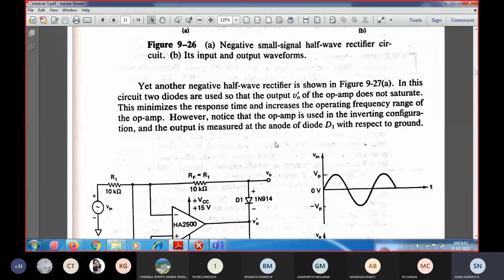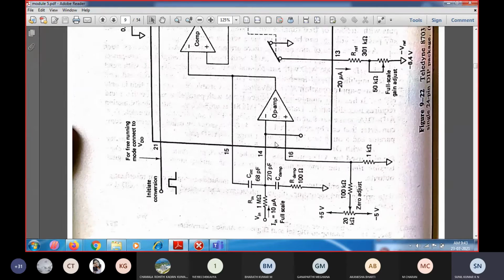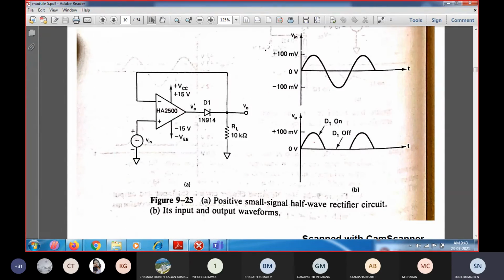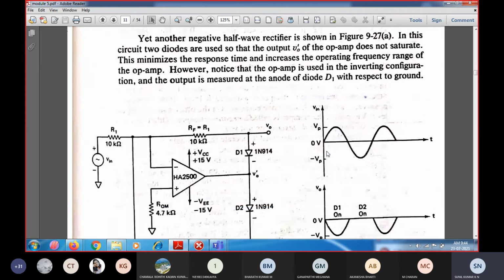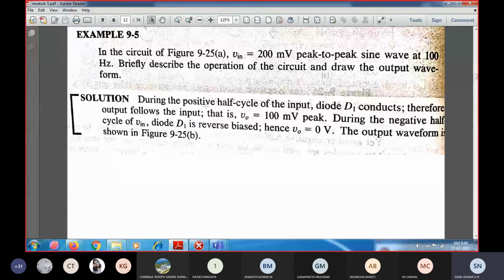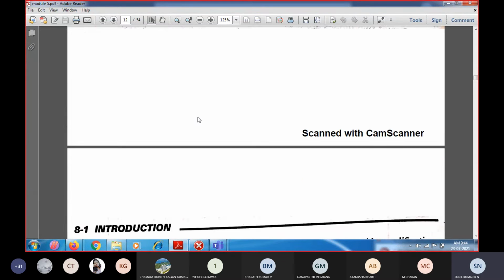The same thing here: whatever the input waveform is that is being given, this is the signal waveform you should draw. A 200 millivolts sine wave input signal has been given, and this is the circuit diagram you should draw, and this is the output you should draw for that one, and you have to write the explanation for that. During the positive cycle of the input, diode D1 conducts, therefore the output follows the input because the circuit functions as a voltage follower, and the output is 100 millivolts peak. During the negative cycle of the input, diode D1 will be reverse biased, and hence the output voltage will be zero. Hence this is the explanation for that.